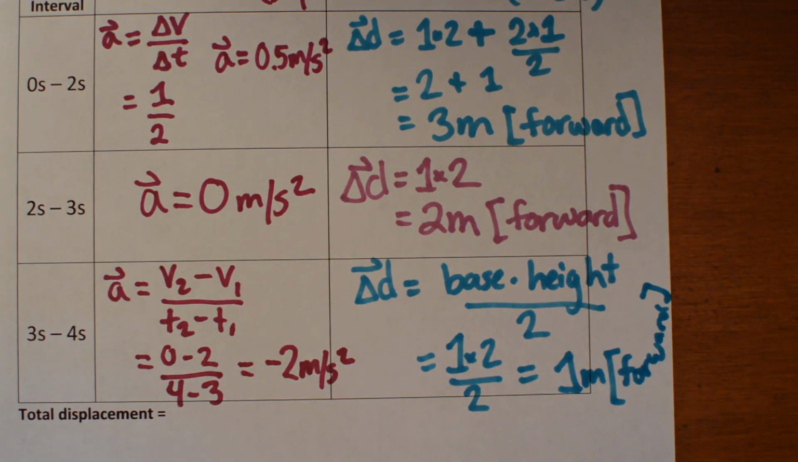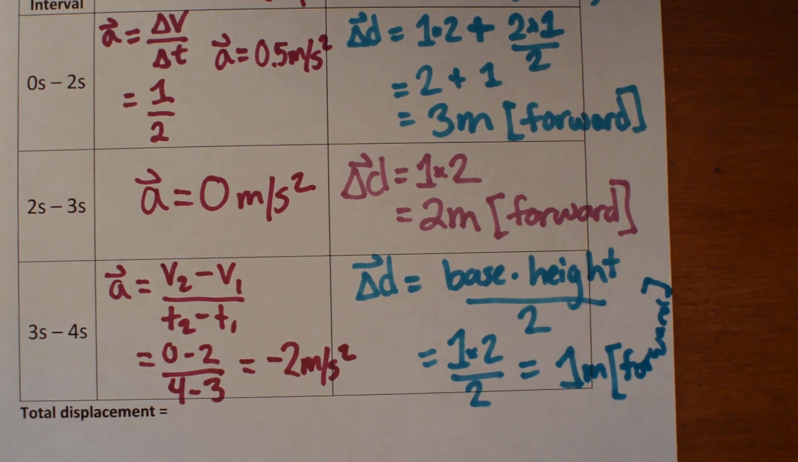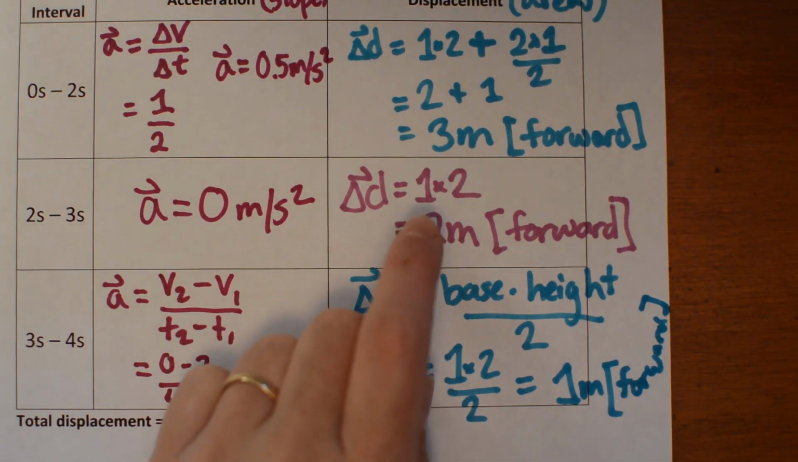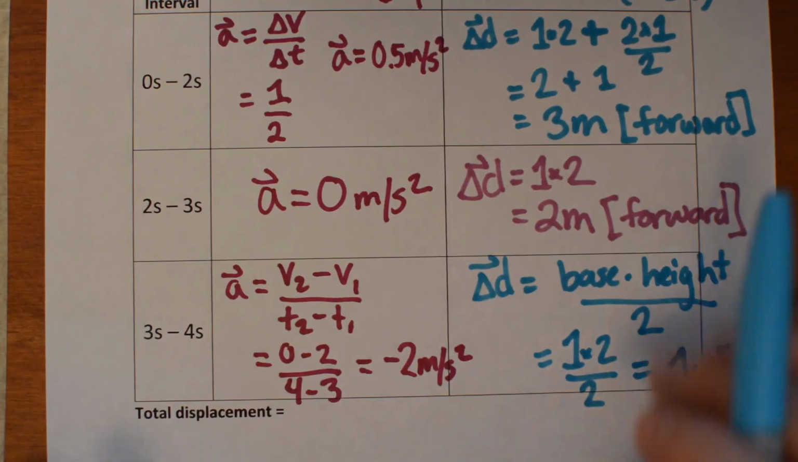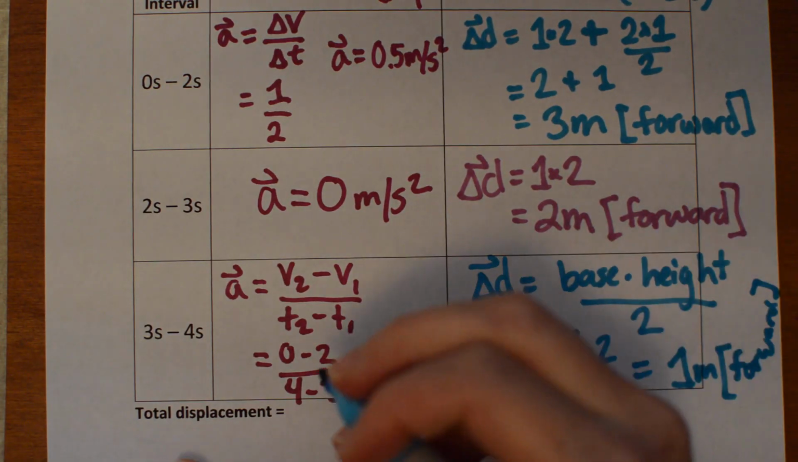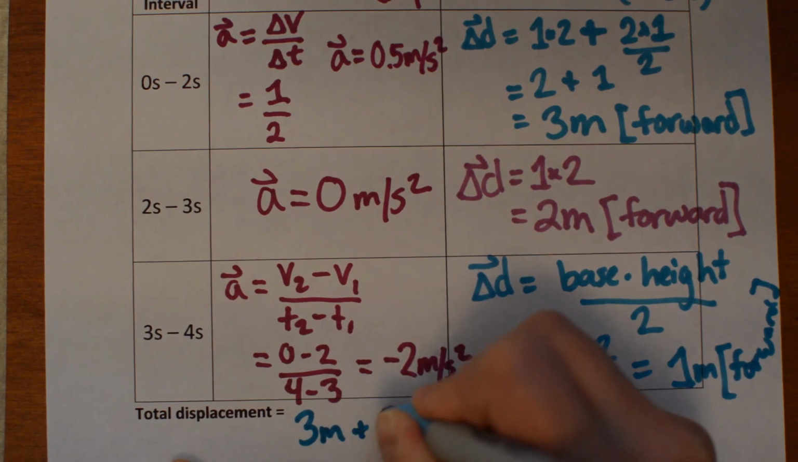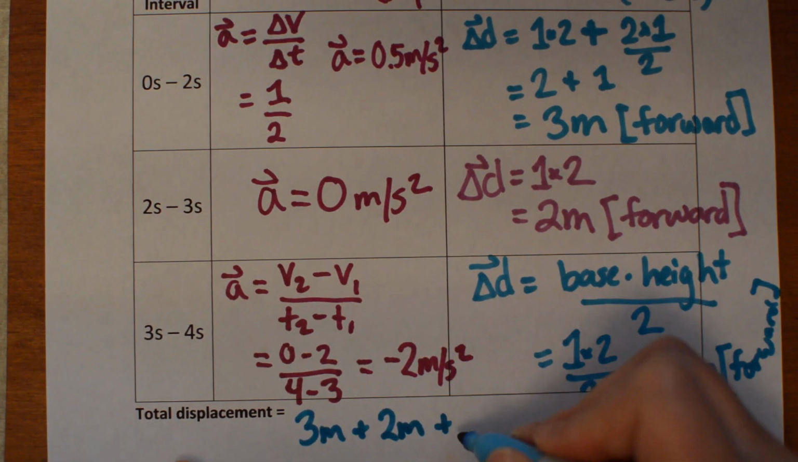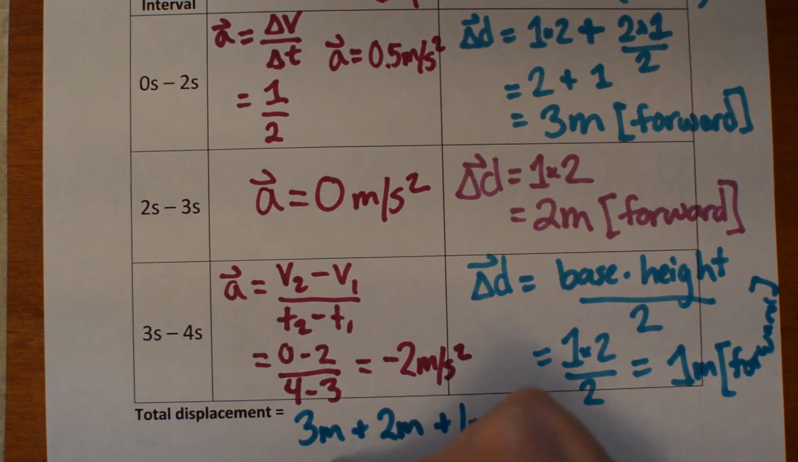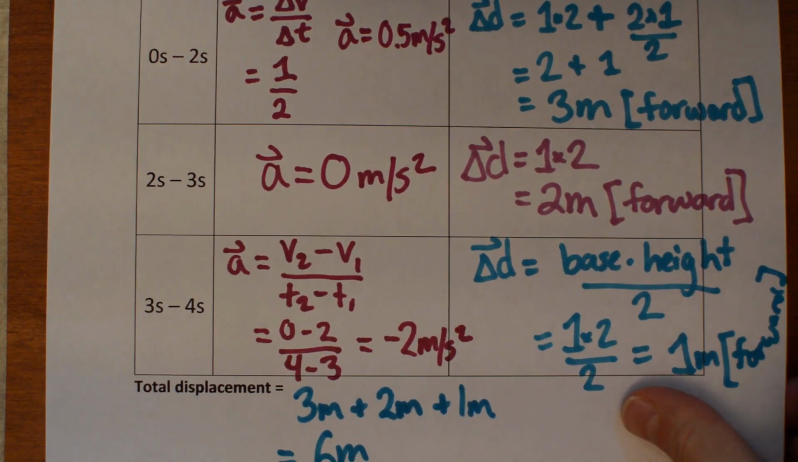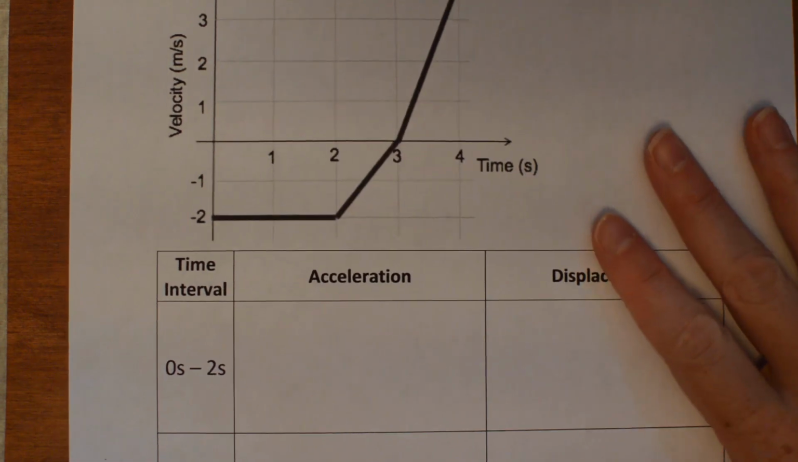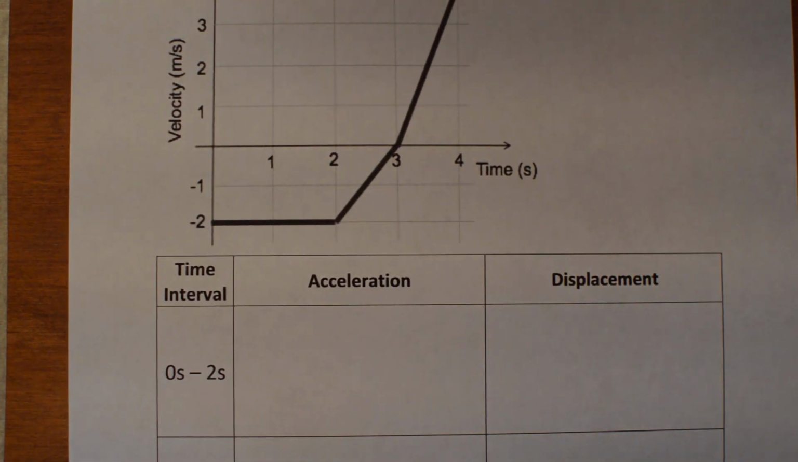Okay, for my total displacement I just add up all my displacements. I move forward 3 meters, then forward another 2 meters, and then forward 1 meter. So it's 3 meters plus 2 meters plus 1 meter, which makes 6 meters forward altogether. All right, our next example has some moving backwards in it as well.